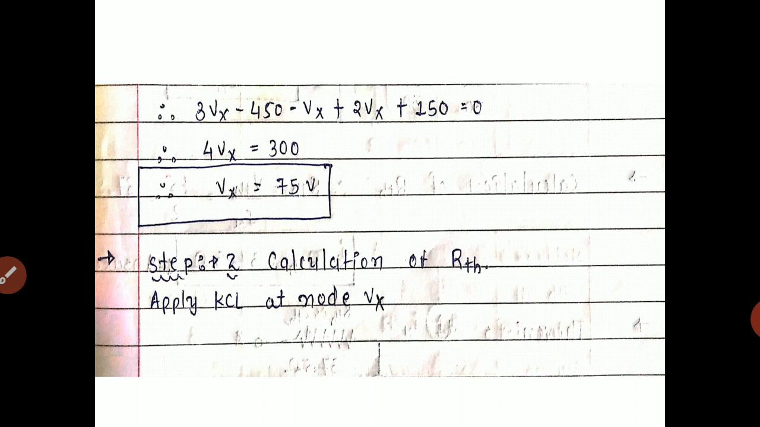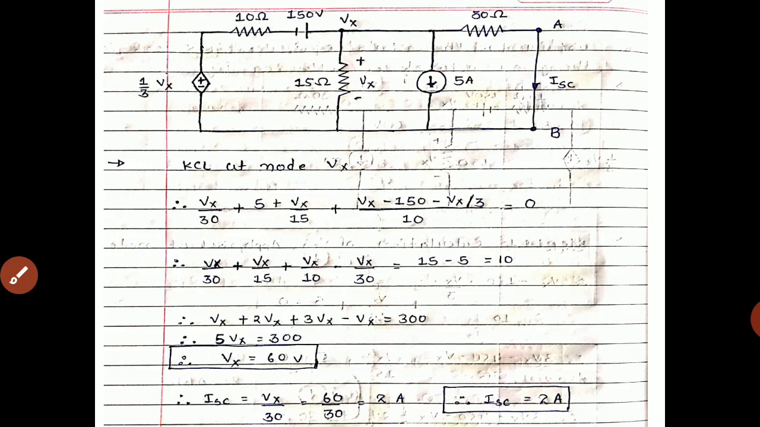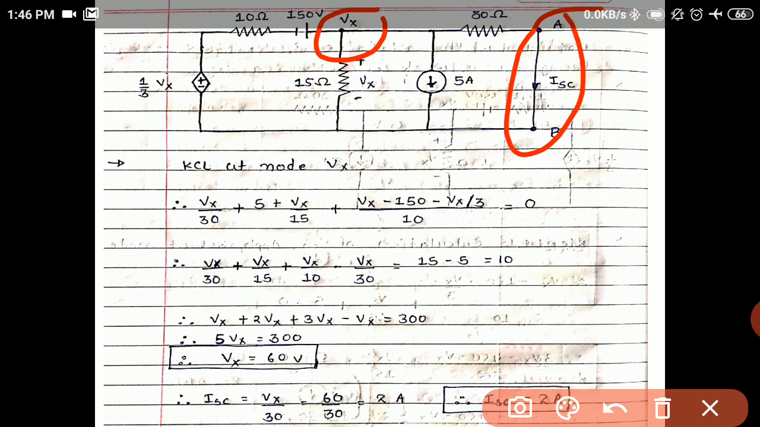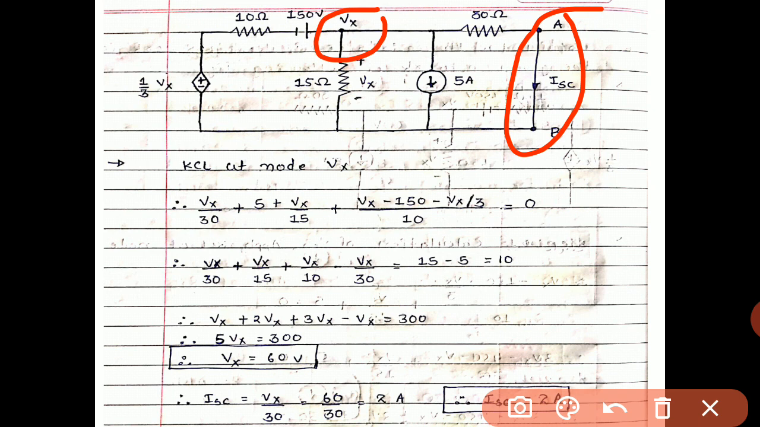Our step number 2 is calculation of RTh, or we can say ZTh. So again apply Kirchhoff current law at node Vx. At node Vx we apply Kirchhoff's current law and we short the branch. So over here we short the branch, and the configuration becomes different. Applying Kirchhoff current law at Vx, we get Vx divided by 30.